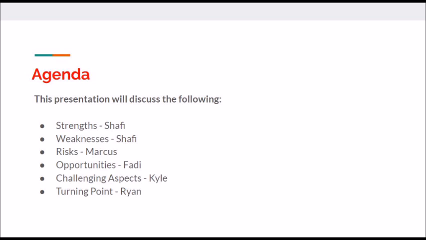Shafi will begin the presentation by providing a SWOT analysis, highlighting our firm's key strengths and weaknesses, followed by Marcus, who will provide potential risks our firm may encounter in the future. Fadi will continue by providing insights on short and long-term opportunities our firm may seek. I will then break down our firm's most challenging aspect when managing our supply chain, and finally Ryan will conclude the presentation by breaking down our firm's turning point over the simulation. I will now hand this presentation off to Shafi, who will begin our SWOT analysis.